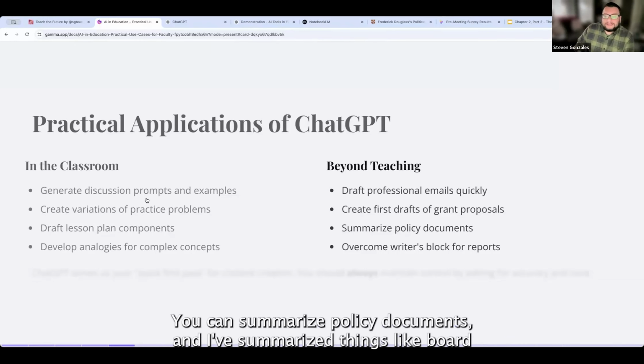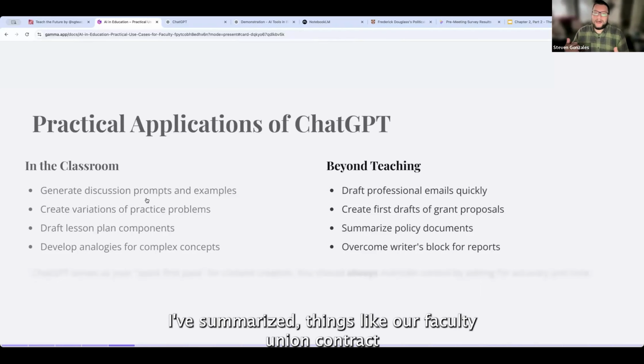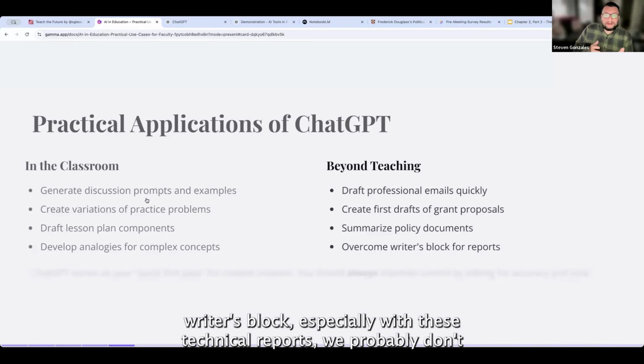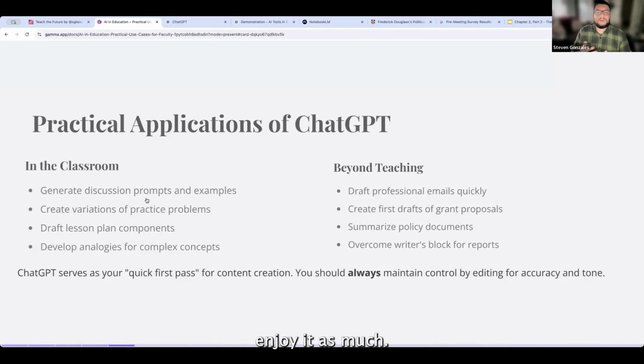You can summarize policy documents, and I've summarized things like board meeting agendas, academic Senate meeting notes. I've summarized things like our faculty union contract, and trying to think about the ways we can all benefit from this. Finally, writer's block, especially with these technical reports, we probably don't enjoy it as much.